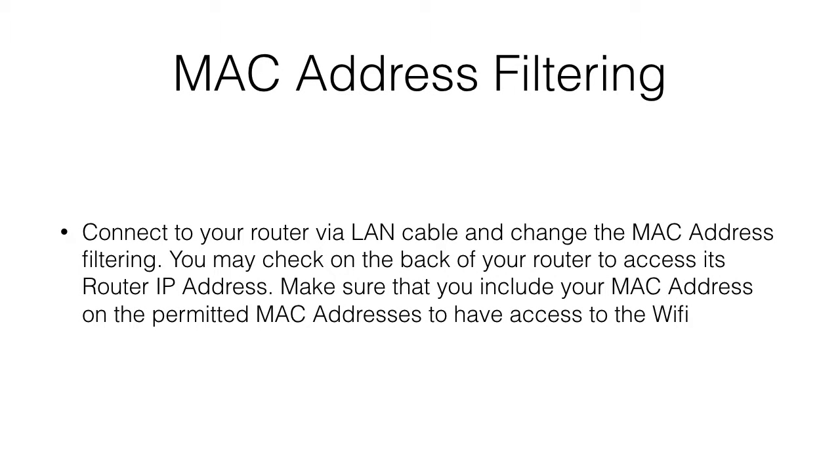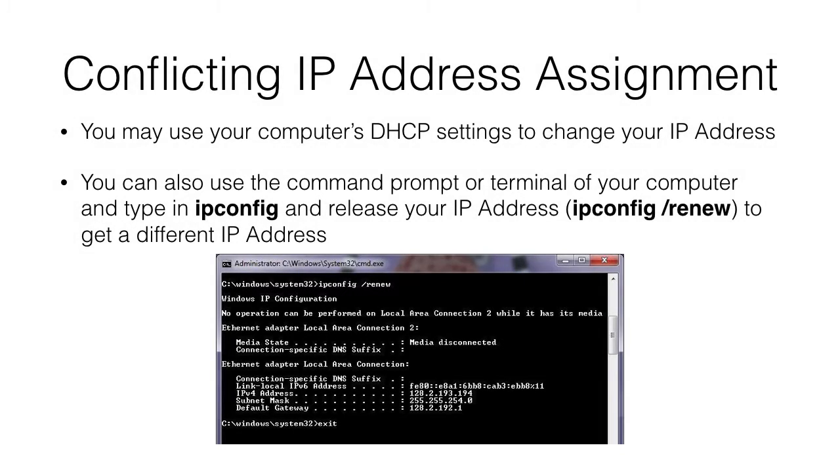So for the MAC address filtering, you need to connect to your router via LAN cable, and you need to change the MAC address filtering of your router. You need to check at the back of your router to access its router IP address. Usually it starts with 192.168 and it differs from brand to brand. And you need to make sure that you include your MAC address on the permitted MAC addresses to access the Wi-Fi.